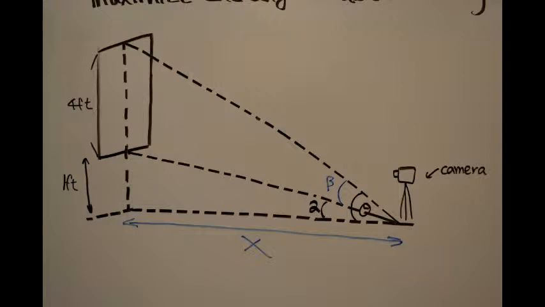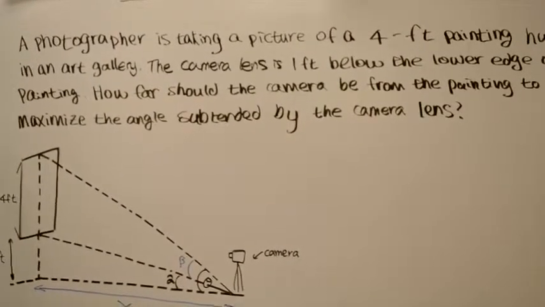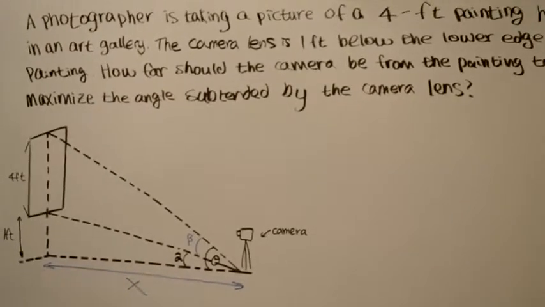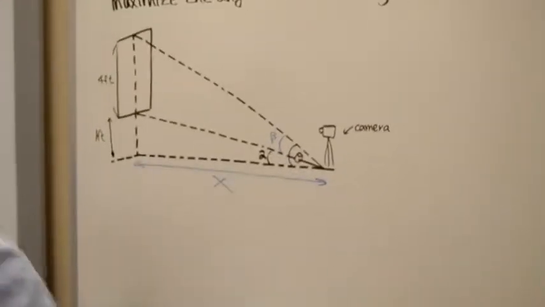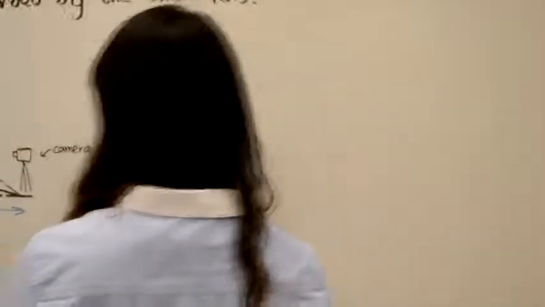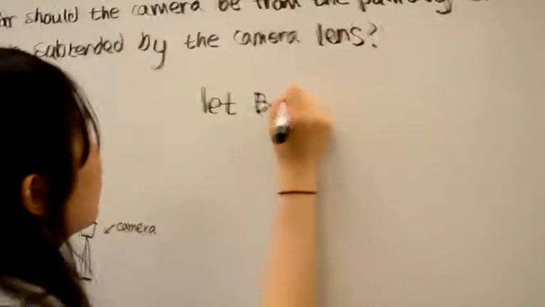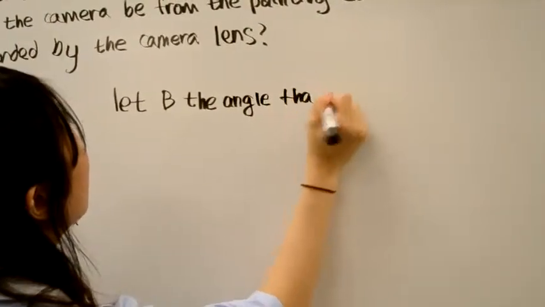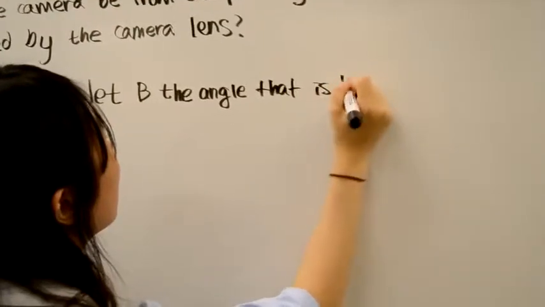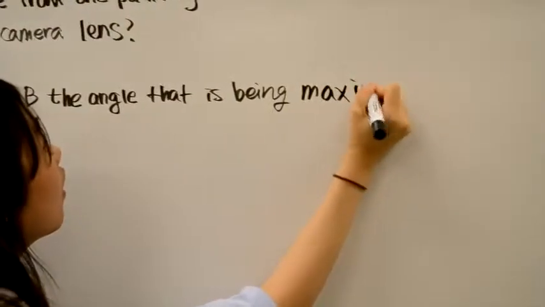We want to maximize the angle, and we want to get the distance of the camera from the picture where it maximizes the angle. So we're going to set x for the distance because we want the distance for the answer. Now we have the picture on the side, and we're going to let angle B be the angle that is being maximized.